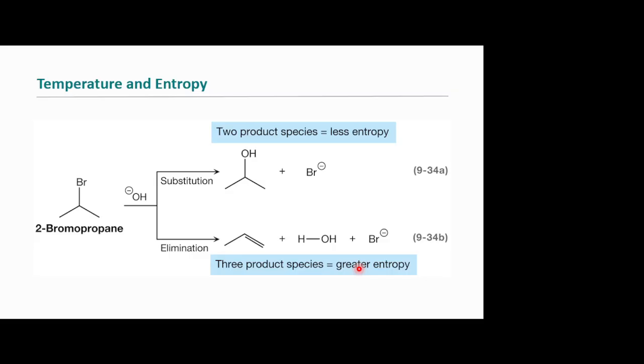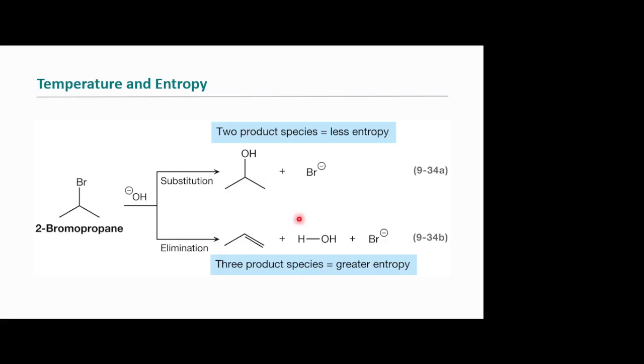All right, so this is going to be temperature and entropy that are going to affect this. Remember that when we make our substitution product, we're making two products here because one of them stays on it, right? When we make the elimination product, on the other hand, we end up with three products because none of them stay on there. We just eliminate everything, right? Make a double bond. And so which one has greater entropy again? More products, right? Less products, less entropy. Okay? And so this is actually a reaction that is going to be favored by this entropy.